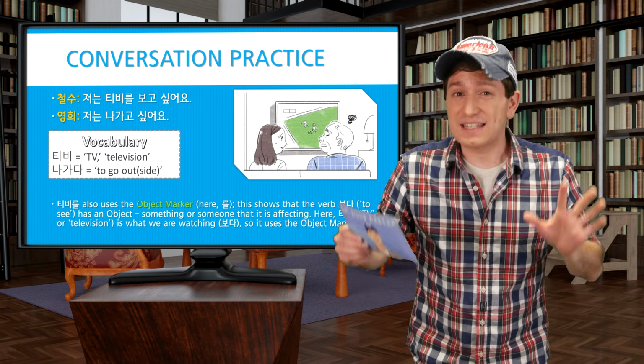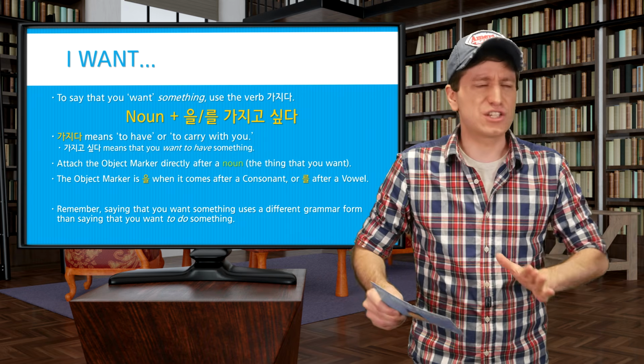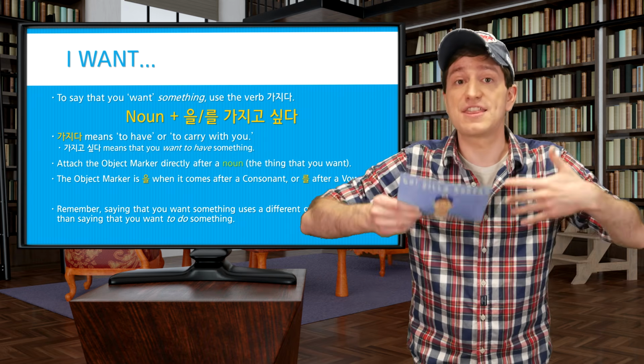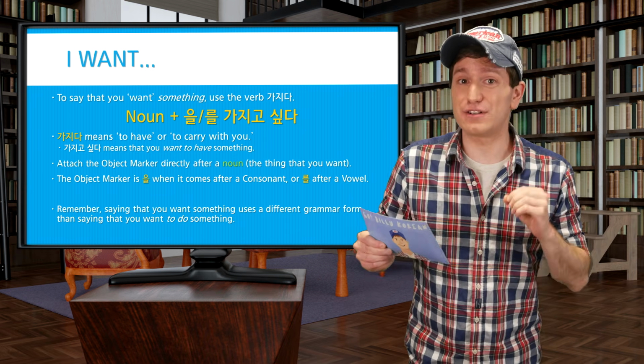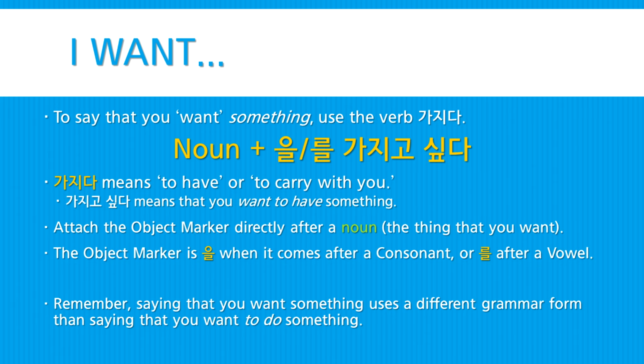To say that you want something, however, not that you want to do something, but you just want something, you'll need to use a different form. And to do that, you'll use the verb 가지다, and you can use it with the same form that we had previously, 고 싶다, and you get 가지고 싶다. 가지다 means to have or to carry with you. So saying 가지고 싶다 literally means that you want to have something. That something will be the object that you want to have.